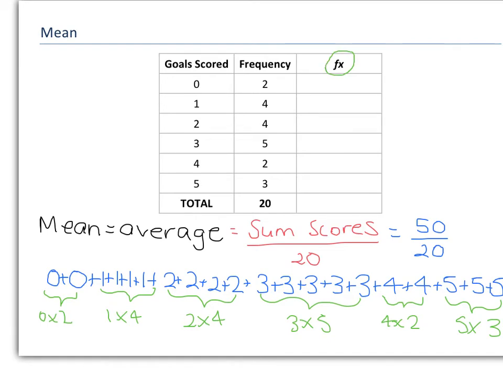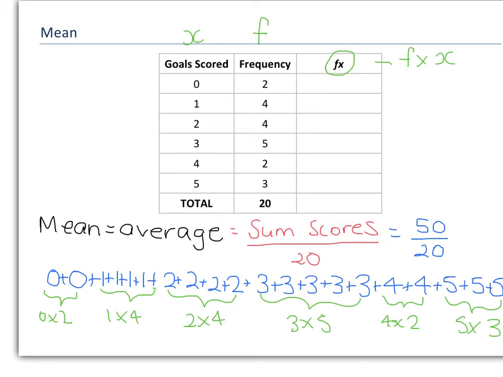So what does fx mean? Well, in a frequency distribution table, the scores column is usually called x, and the frequency column is usually called f. And we know that in algebra, putting two letters together tells us to multiply them. So fx means to multiply together our f column and our x column. So let's do that. You can see that it's going to match up with the multiplications that we just performed at the bottom of the screen.